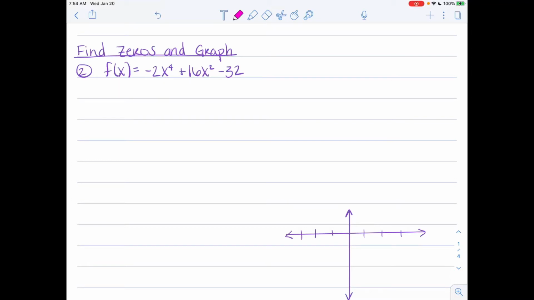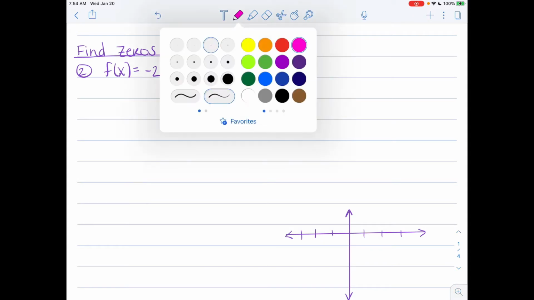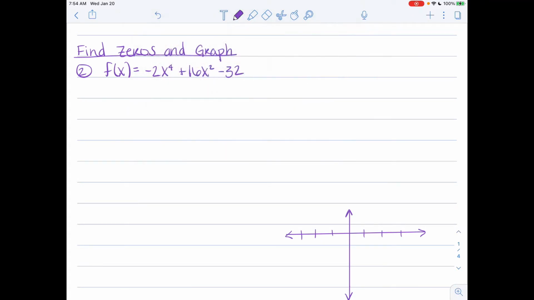For this next problem, we are asked to find the zeros and graph. Remember that finding zeros is the same thing as finding solutions, roots, or x-intercepts. And so in order to take this function and solve it, or find the x-intercepts, find the zeros, we need to set f of x equal to 0. So our y is equal to 0 when we have solutions, when we cross the x-axis.